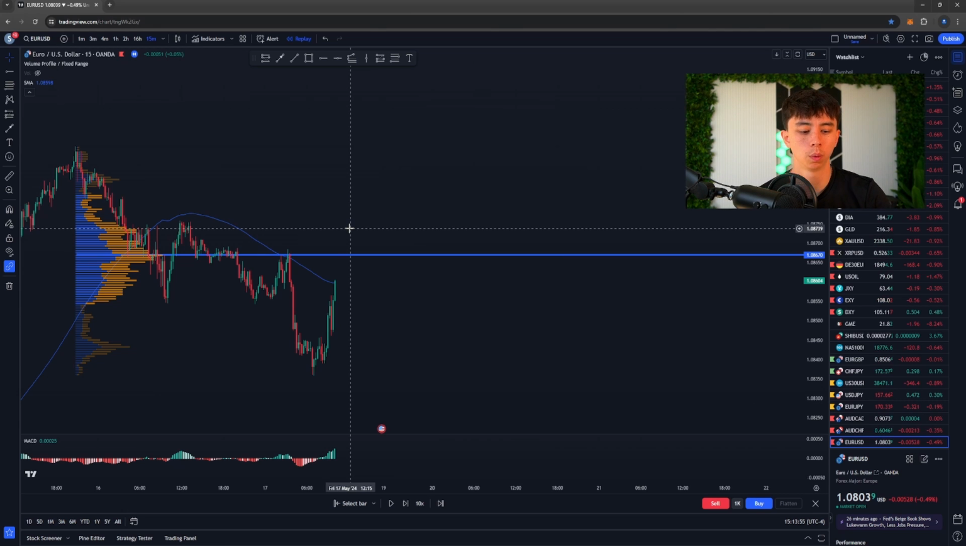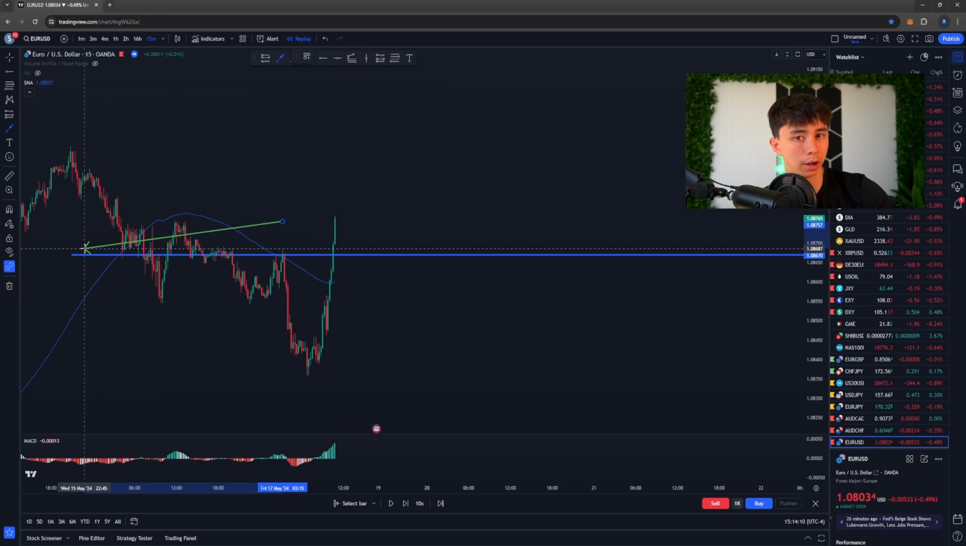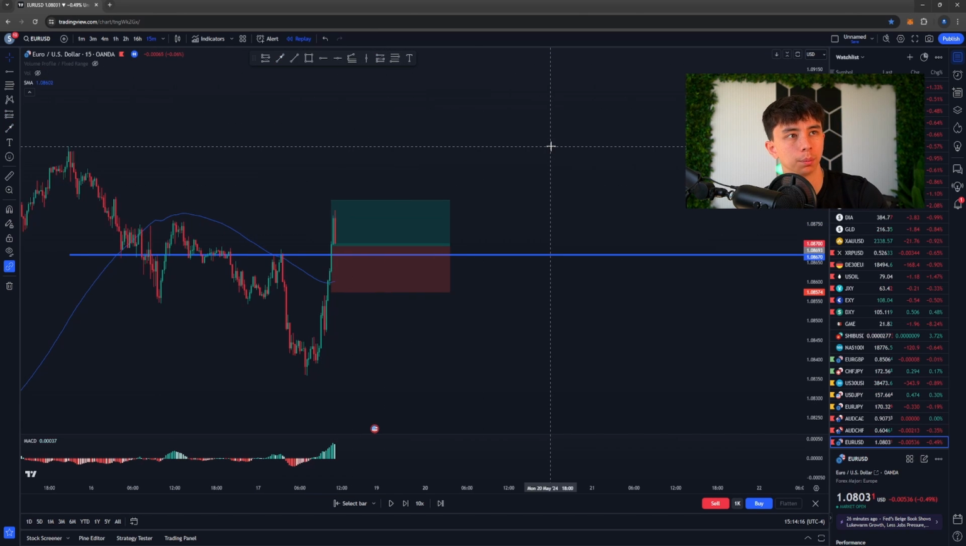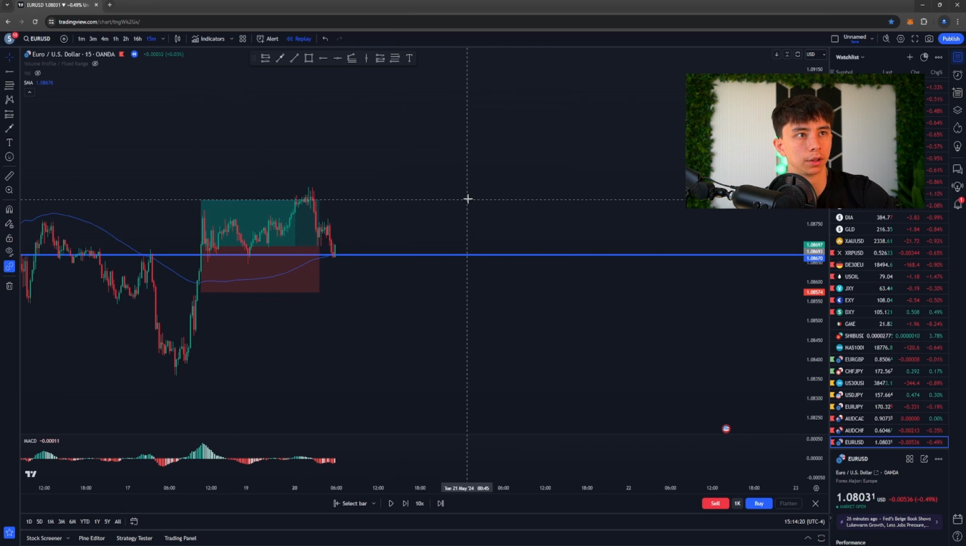So this is just one example of how the volume profile can help us. So not only now are we getting across the simple moving average, but when we get across of the high of the volume profile, now we can be extra confident that price will move up. So we can take a trade like that.